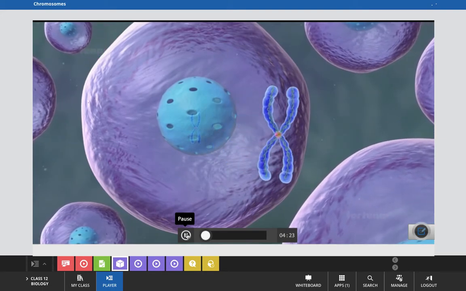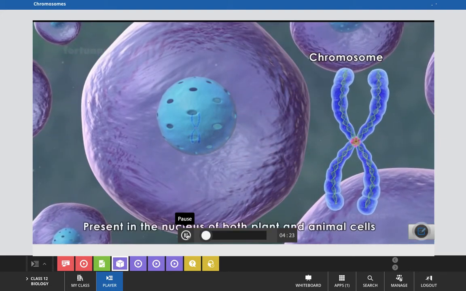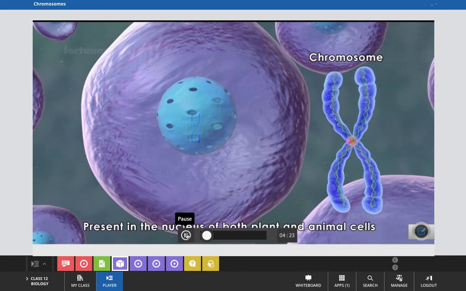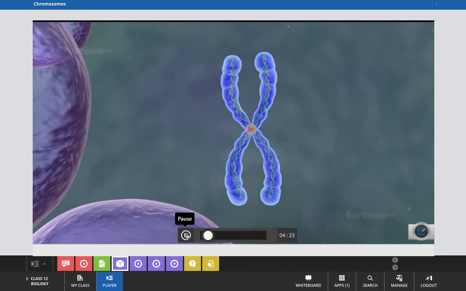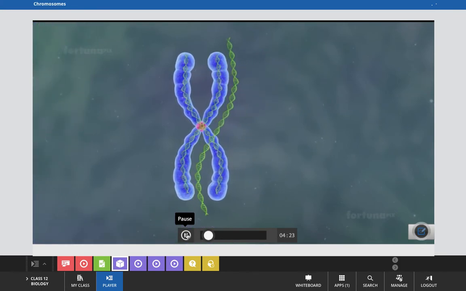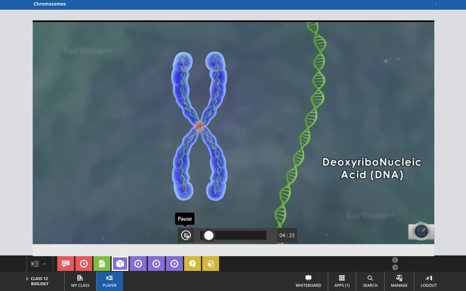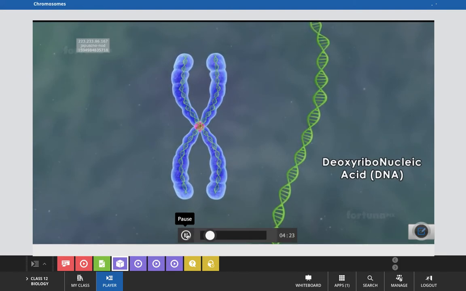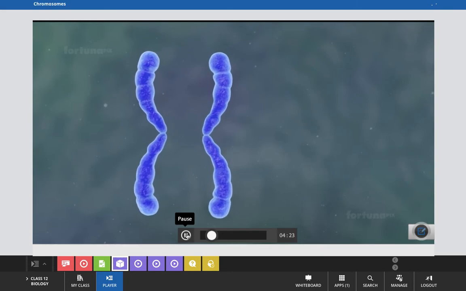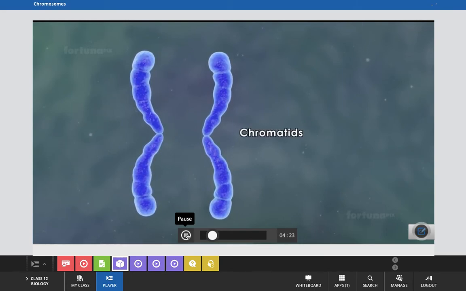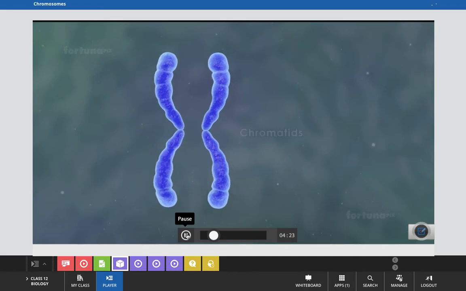Chromosomes are thread-like structures present in the nucleus of both plant and animal cells. They are made of protein and a single molecule of deoxyribonucleic acid, typically referred to as DNA, a genetic material of the organism. During metaphase, a chromosome consists of two components known as chromatids, which are in every way identical, including DNA.